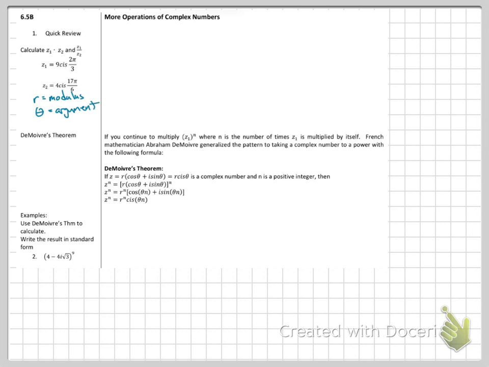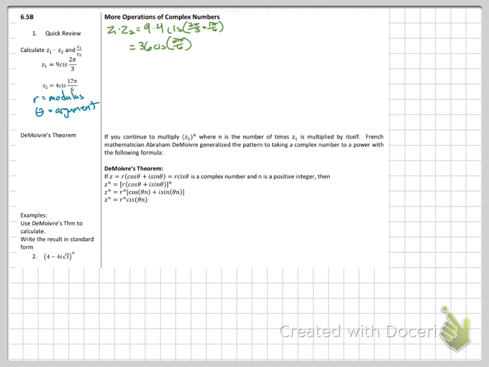But if we were doing these two problems and I wanted to do z1 times z2, remember you multiply the modulus, the r's together, and then for multiply, you end up adding the arguments, the thetas, together. Multiplied is 36. Common denominator, times 2 on top and bottom. 4 plus 17 is 21 pi over 6 for multiply.